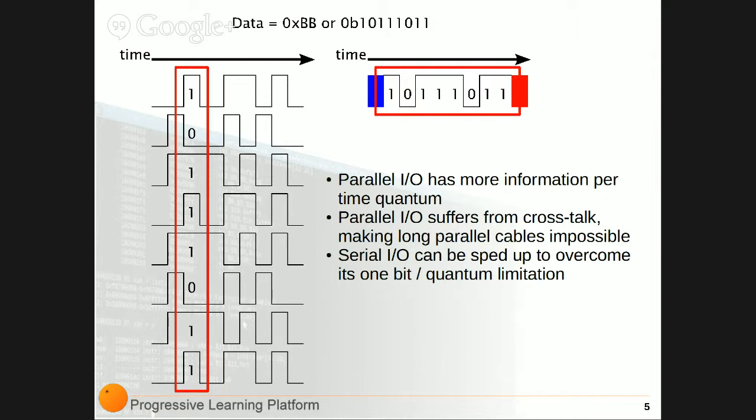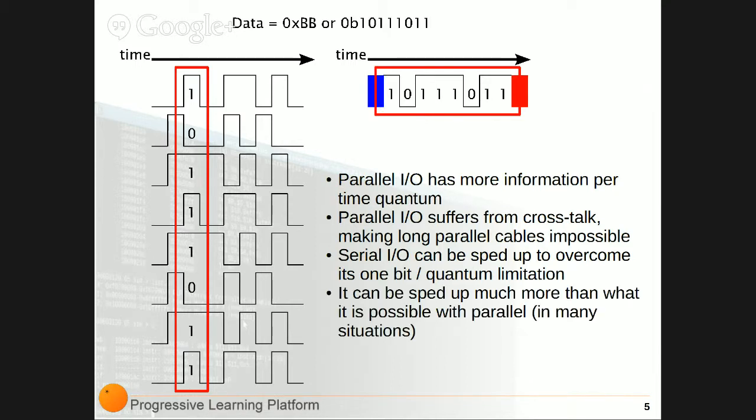Does that mean that parallel communication is gone? No. Within the CPU itself, when you talk to memory, it's still a parallel bus. Because the distances are short enough that you can clock it really quickly, it still makes more sense to have a parallel communication line. It also makes the interface much simpler. So serial I/O can be sped up much more than what is possible with parallel in many situations. Like I said, in some situations you still want to use parallel.